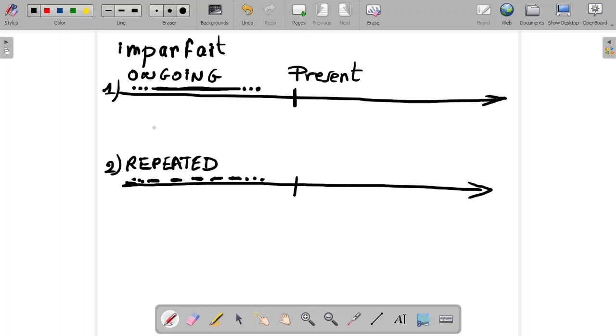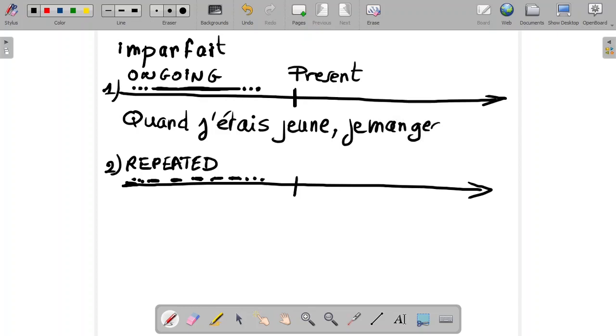So for that first one, a typical thing would be like quand j'étais jeune, je mangeais beaucoup de soupe. So when I was young, so that's imparfait here, être, to be. When I was young, je mangeais beaucoup de soupe.